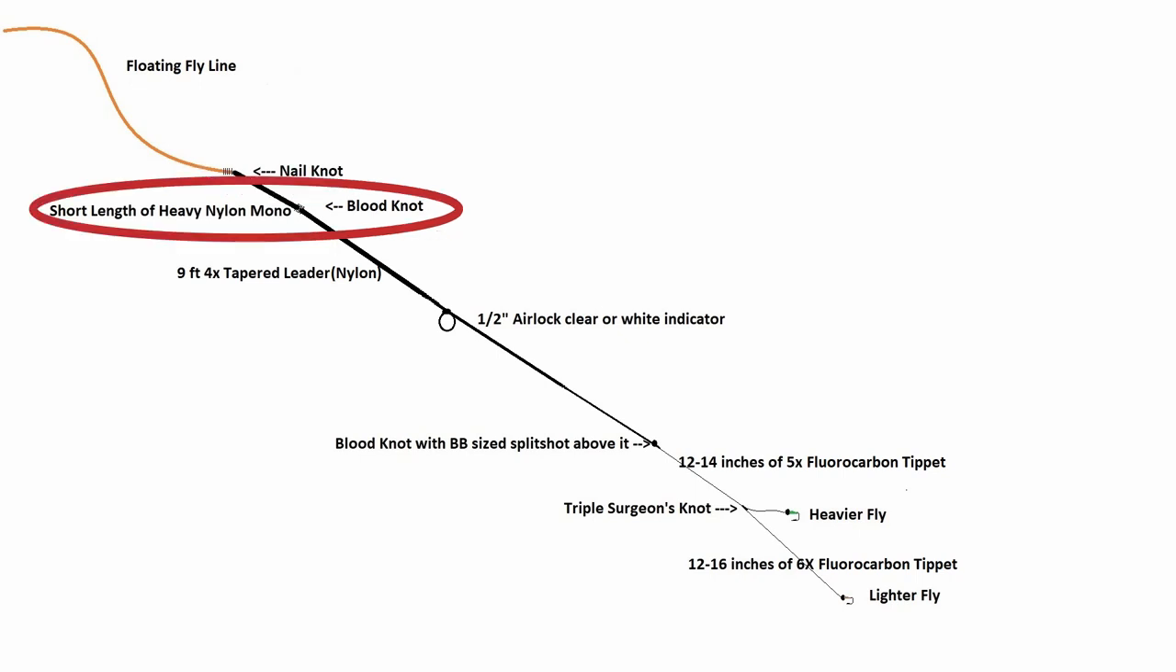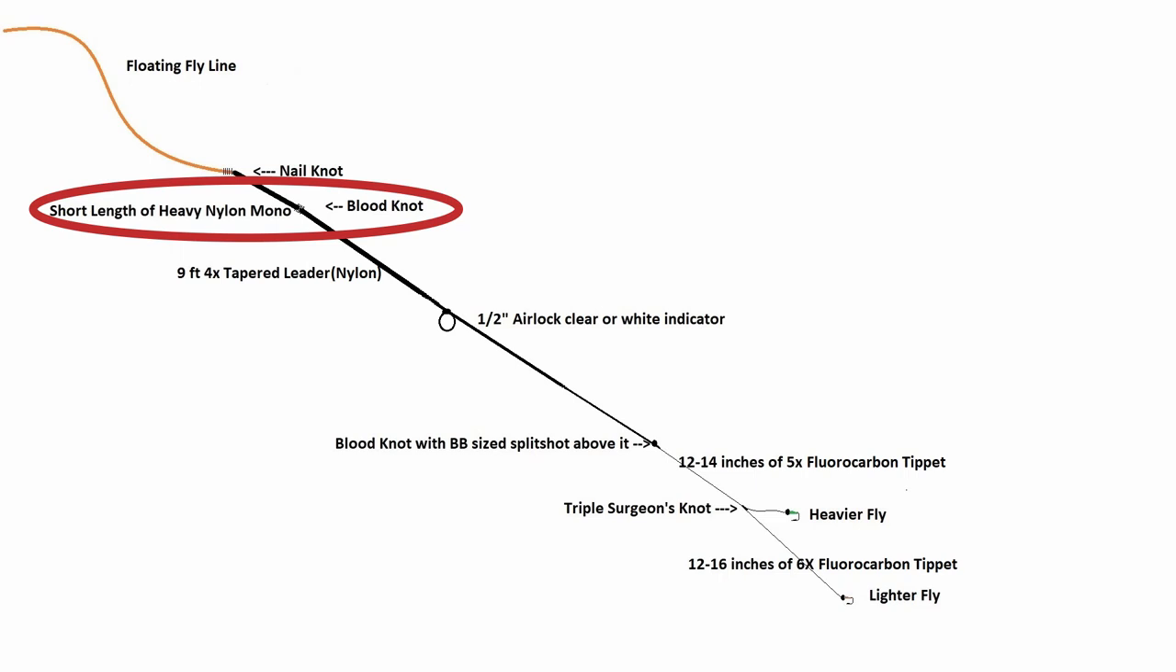So I don't particularly enjoy tying a bunch of nail knots. I'm just not good at tying them, and it's really hard to get the wraps really clean on the fly line. So what I do is I take about a foot and a half section from an old tapered leader and take the thickest butt section and tie a nail knot to the fly line. And then what I use to connect the leader is I tie a small blood knot from my tapered leader to that section of mono.